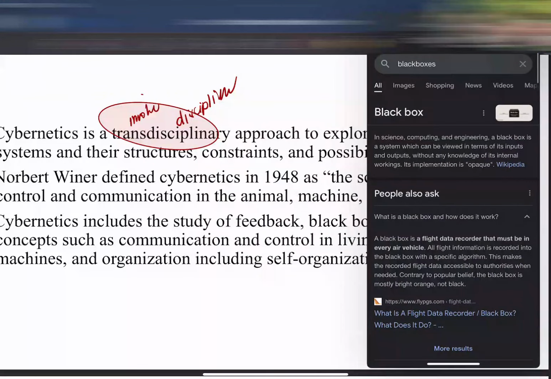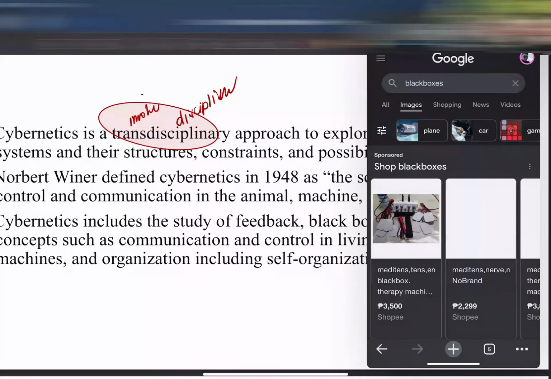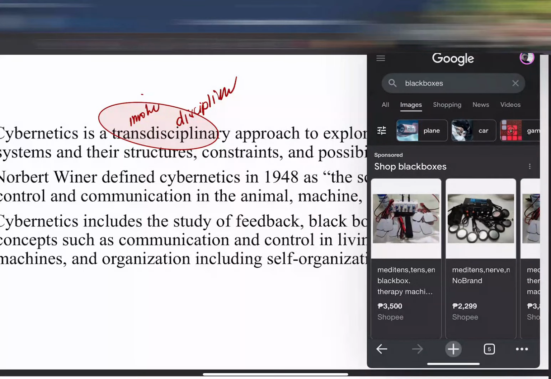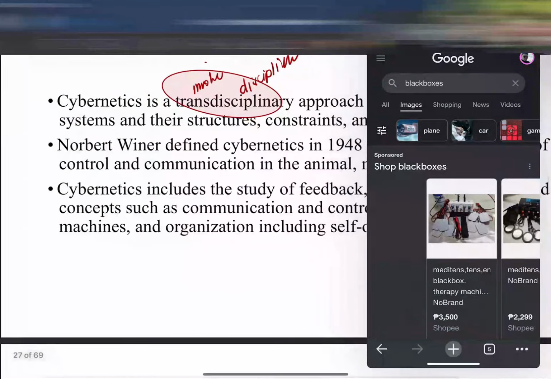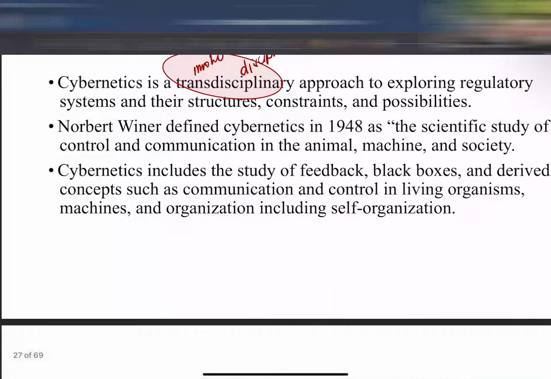So kung nakikita nyo po, your black box is used as a flight data recorder. Parang requirement po yan ng law. It's a requirement of the law that there should be a black box in each of the airplanes so that whatever will happen with the plane, we will be able to determine kung ano po yung nangyari sa aeroplano. And then plus you have your communication and control in living organisms, machine organization, including self-organization.